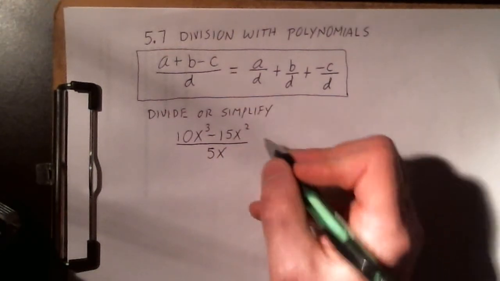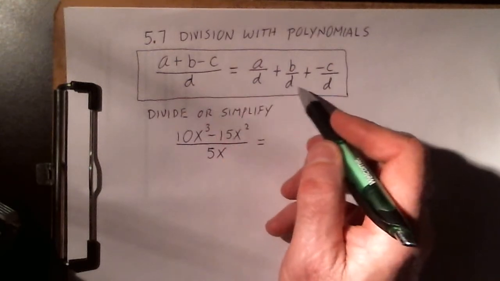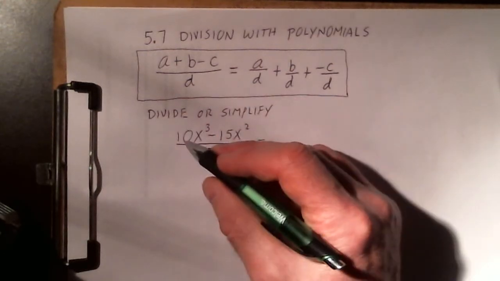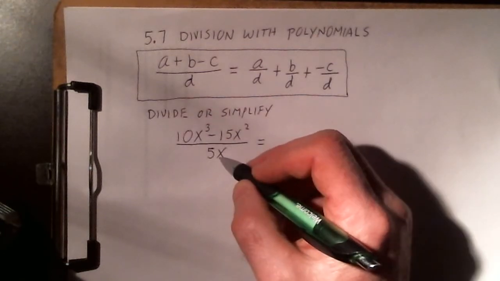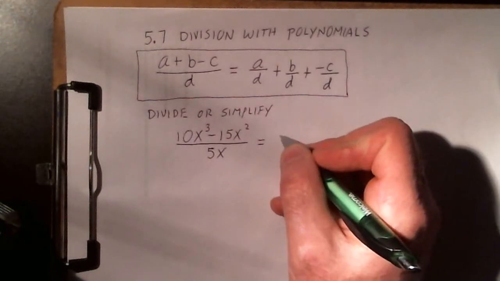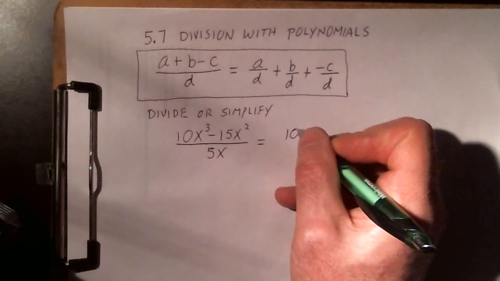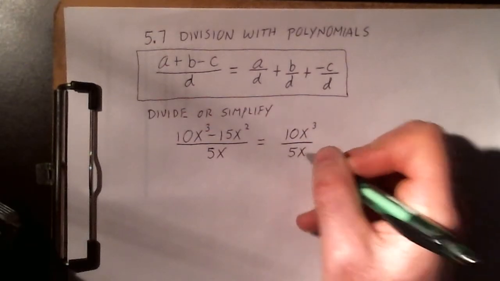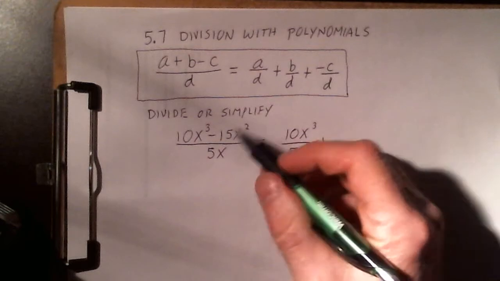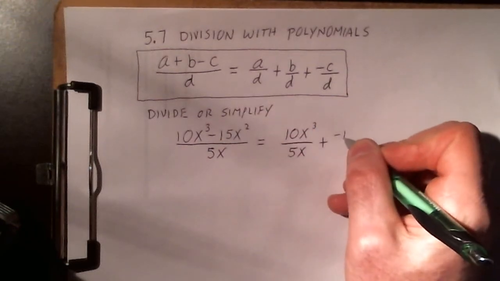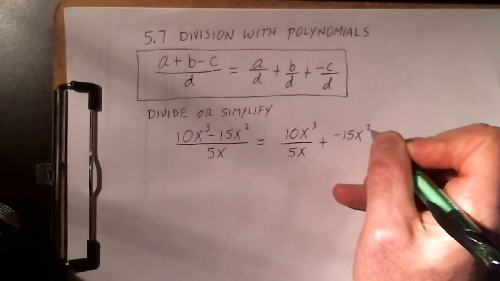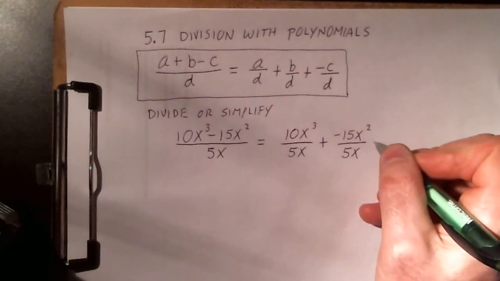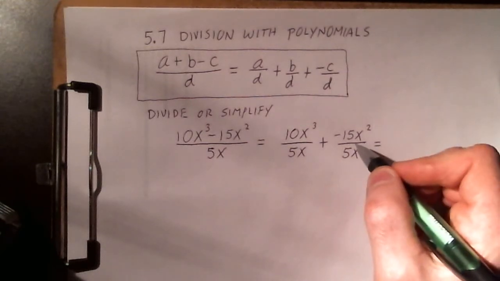To perform this division, we adhere to the property that we laid out above. That's to say I can put each of these terms in the numerator over the 5x denominator. So let's put the 10x cubed over the 5x, plus, and then I can put the negative 15x squared also over 5x. Now all that remains is reducing each of these fractions.